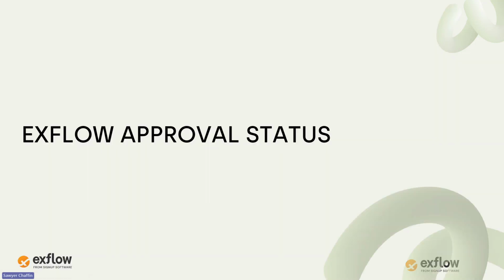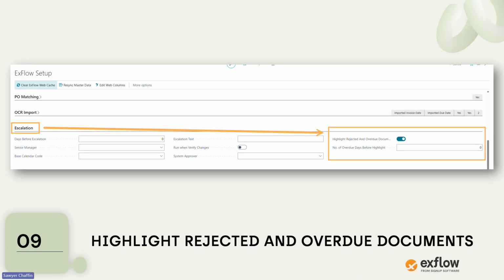Now, going into the ExFlow approval status page and some tips in here. Going into our ninth tip, highlight rejected and overdue documents in your approval status page. So if you want a quick visual cue for spotting rejected or any overdue documents, there's a simple setting in ExFlow that does just that by highlighting those lines in red within the approval status view.